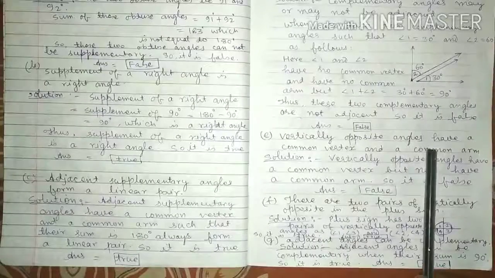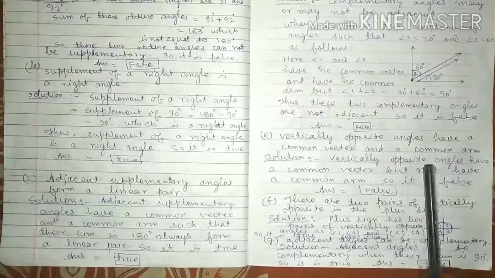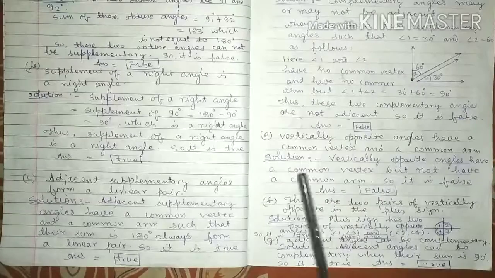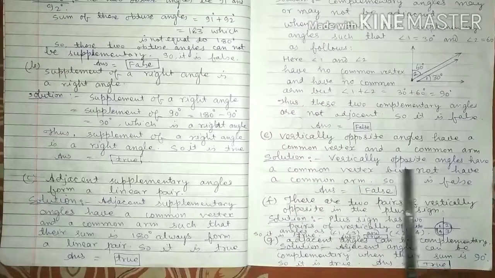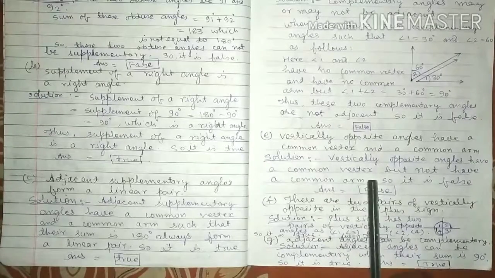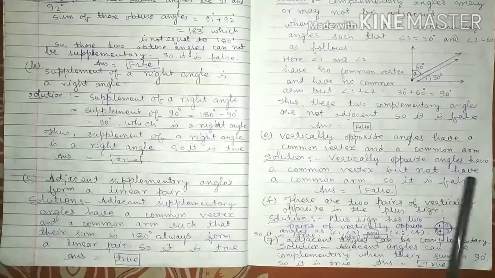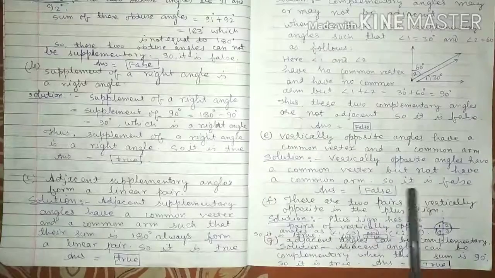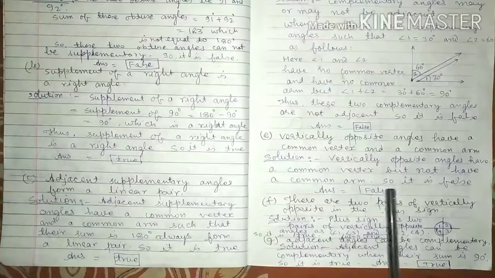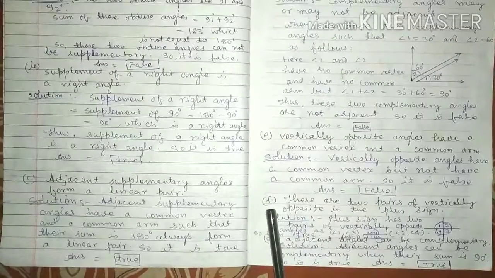Question number A. Vertically opposite angles have a common vertex and a common arm. For the solution of this question, we write vertically opposite angles have a common vertex but do not have a common arm. So it is false. Answer is false.